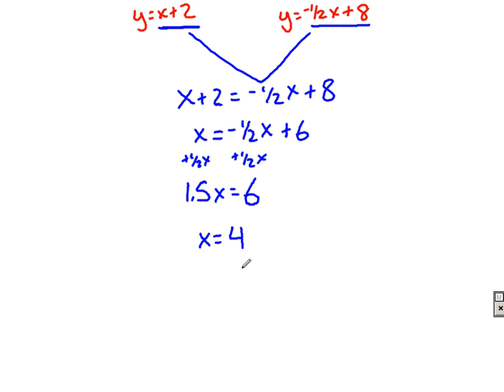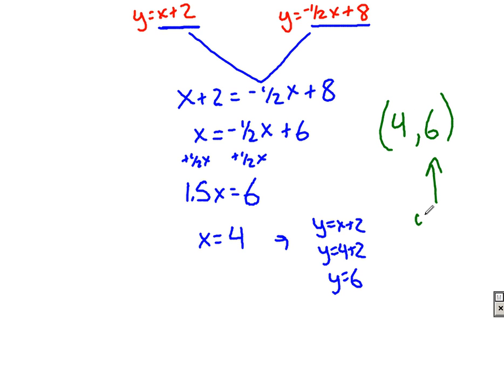From there, I'm just plugging back into one of my original equations. It doesn't matter which. This one looks a lot easier. So y equals x plus 2. We know now that x is 4, so y equals 4 plus 2, or y equals 6. So my answer in the end is an ordered pair, (4, 6), and this is your circumcenter. So those are the steps you take to find the circumcenter of any triangle.